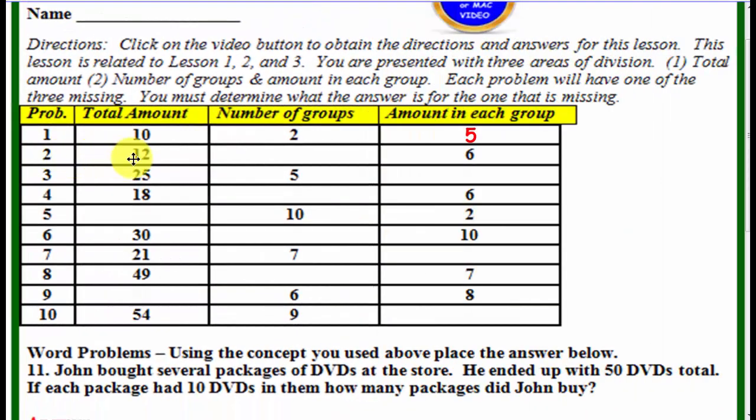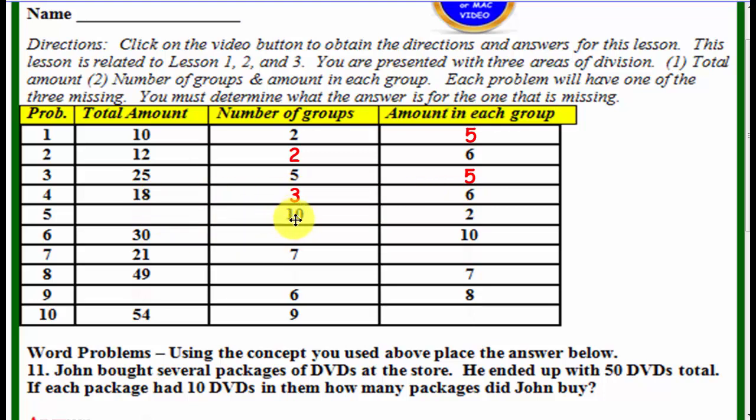Okay, let's pick up where we left off. If the total amount is 12, and we know there's going to be 6 in each group, how many groups? 2. 2 times 6 is 12. If the total amount is 25 and there's 5 groups, what is the number in each group? 5. 5 times 5 is 25. If the total amount is 18, and we know there's going to be 6 in each group, how many groups are there? Well, 3. 3 times 6 is 18.